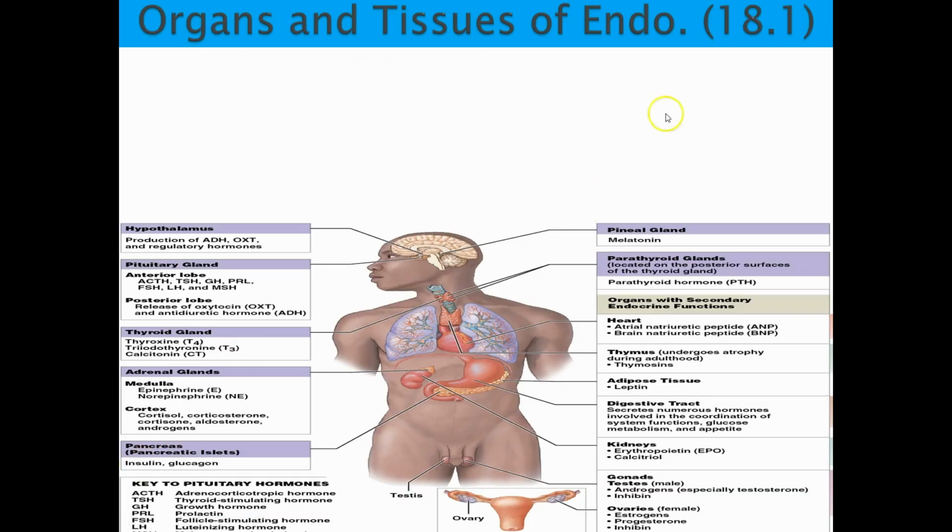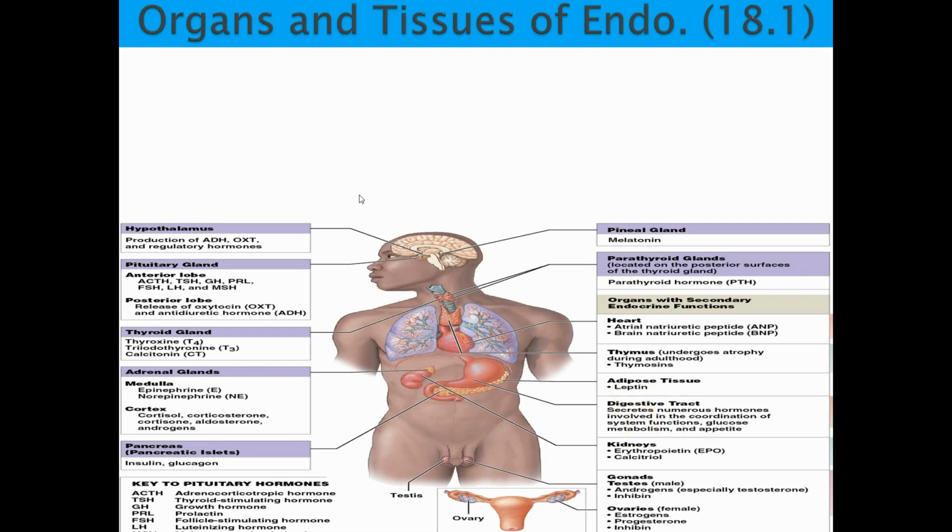So this is going to take us now to figure 18.1, as you can see up here. And again, we're just doing an overview of the endocrine system, a general introduction here. And as you can see, these are all of the major organs you're going to need to be familiar with-ish. And I say ish because some of these hormones we briefly talk about here.